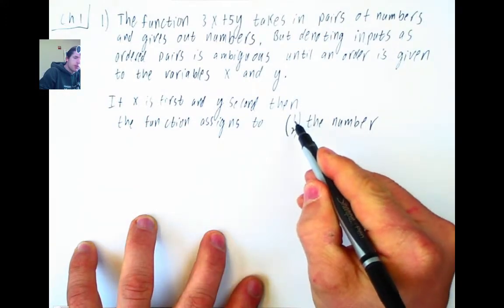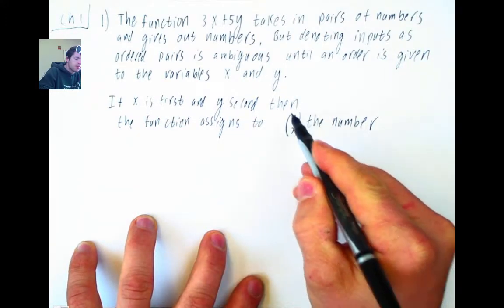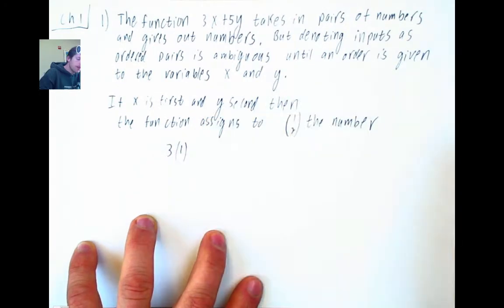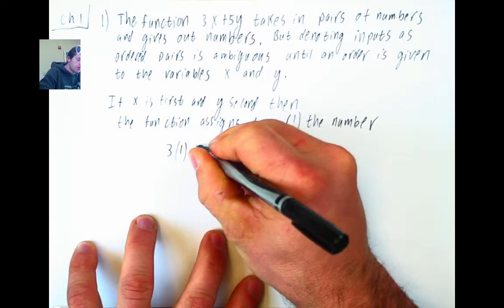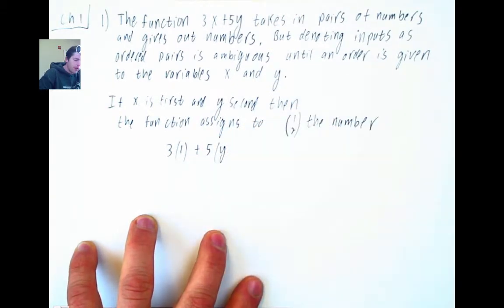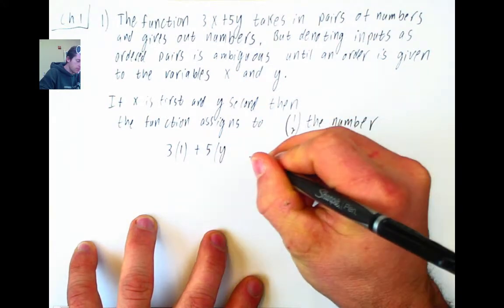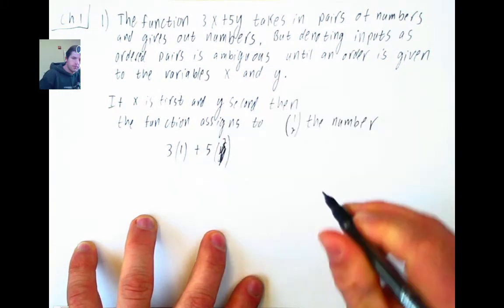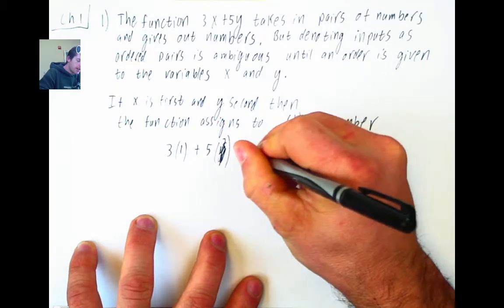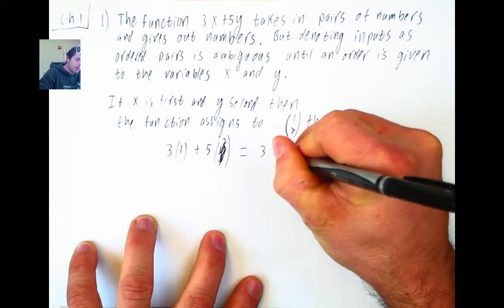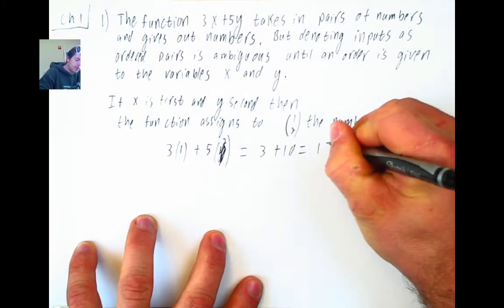That means the first number here we're meant to interpret as something to substitute in for x. So 3 times 1. And the second number we're meant to substitute in for the second variable, y. Oh, why did I write a y? I wanted to write a 2. 5 times 2. Sorry about that. Which is 3 plus 10, and that is 13.